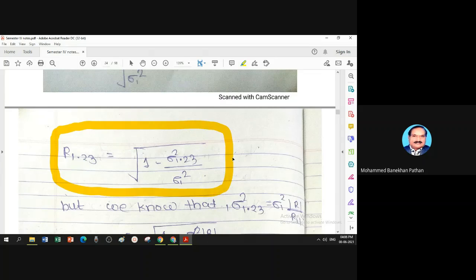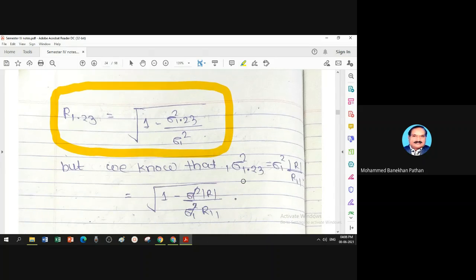But yesterday I derived the variance of the residual. Sigma square 1.23, what we got yesterday, is sigma square 1 times the determinant of the correlation matrix divided by the cofactor of the dependent variable, which is before the dot. If it is 2, it will be R22. If it is 3, it will be R33. The numerator is common for all three residuals.